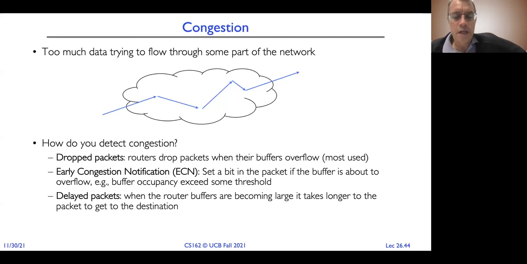There is a more refined version, early congestion notification. When the buffer at the router increases over some threshold, the router sets a bit in the packet, called the ECN bit. Then the receiver sends back to the sender saying, hey, slow down because this router is about to be congested. And the other one is delayed packets. When the buffer grows, the end-to-end latency grows. It's like on the highway. So if I see that the delay has increased, maybe I need to slow down.